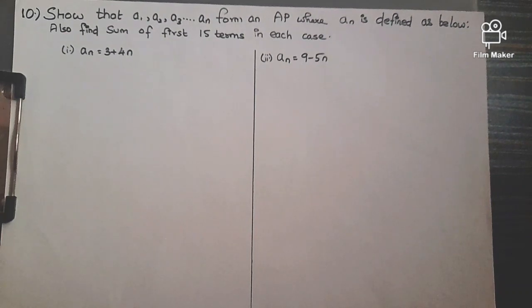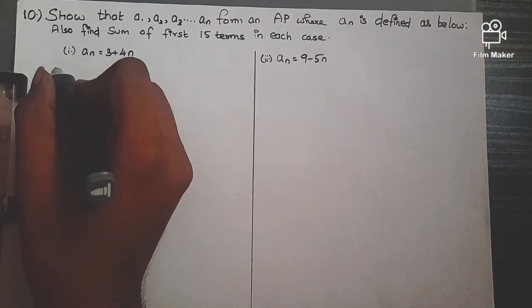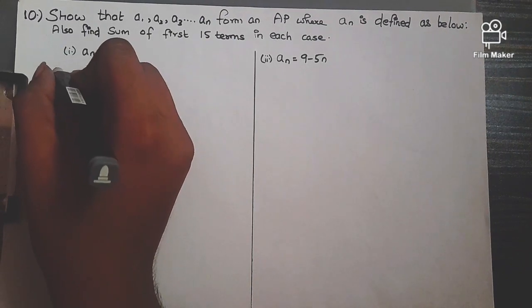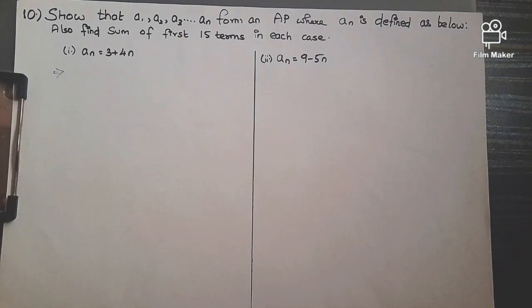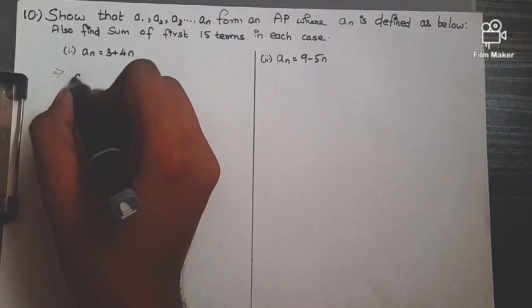So the first subdivision given here is an equal to 3 plus 4n. Now solve the first condition as asked in your question: show that this forms an AP. That will be your first agenda to solve. So first substitute the value of n to be 1.